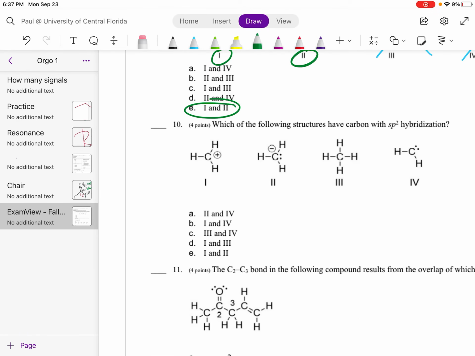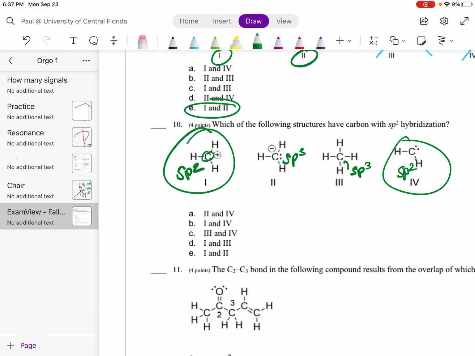Which of the following structures have carbon with sp2 hybridization? Well, this carbon right here only has 3 groups, so that is sp2. This carbon right here has 4 electron groups, so that's sp3. This one's also sp3. And that has 2 groups right there. 1, 2, 3, so that's sp2. So the correct answer choice would be those guys, which is 1 and 4, which matches that.